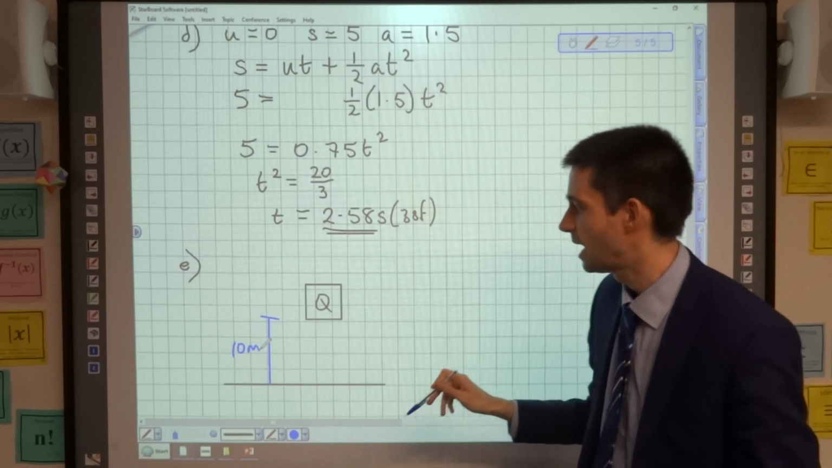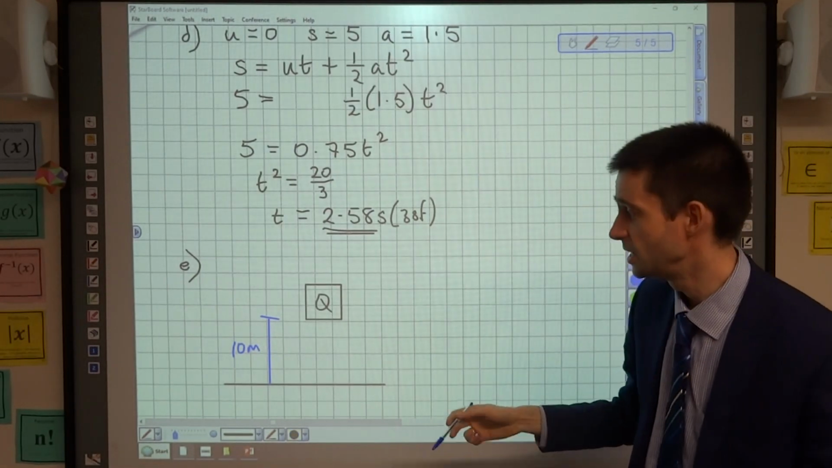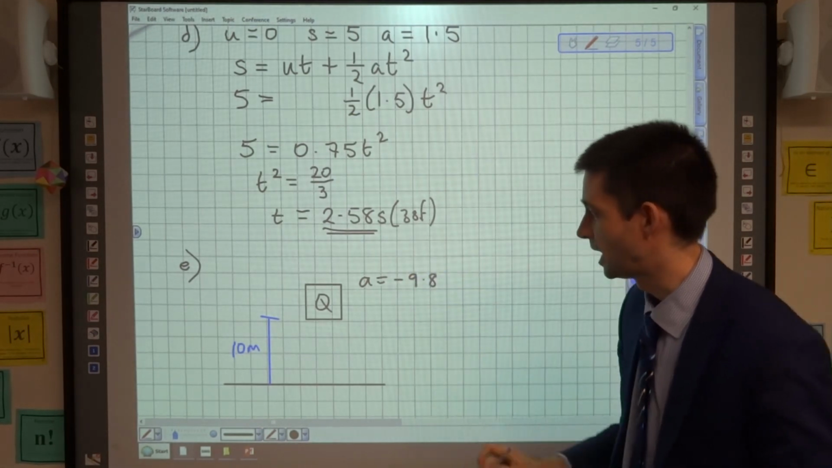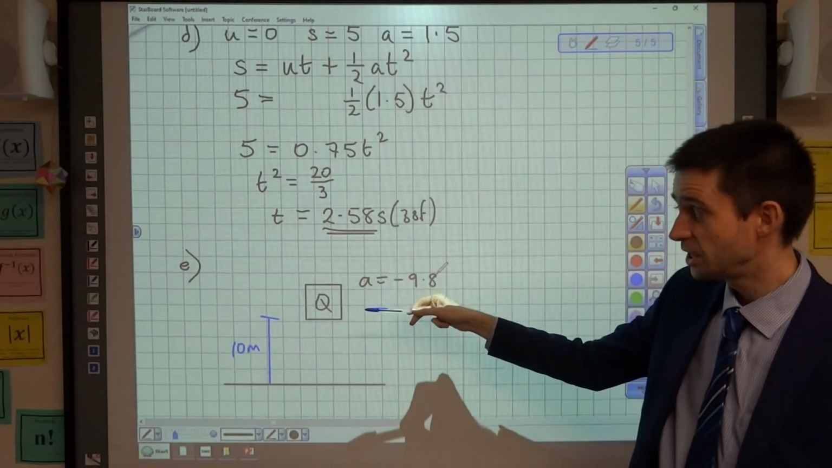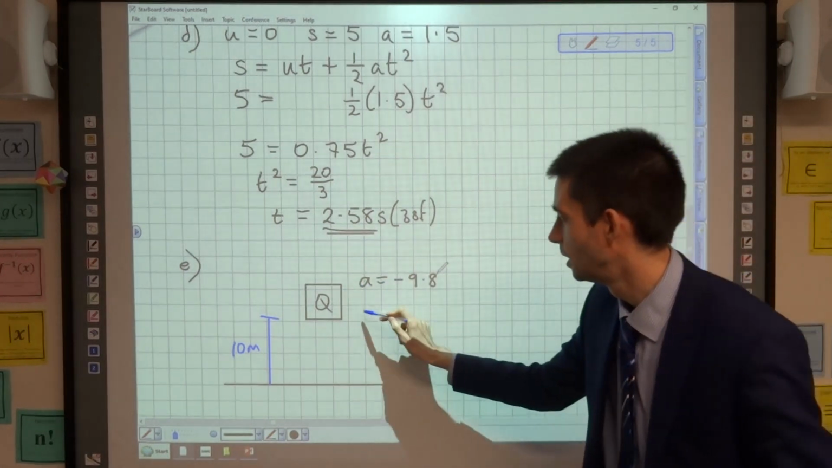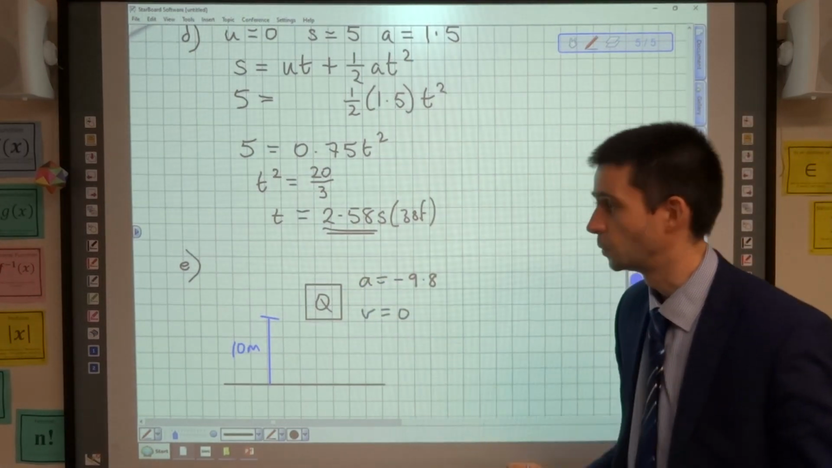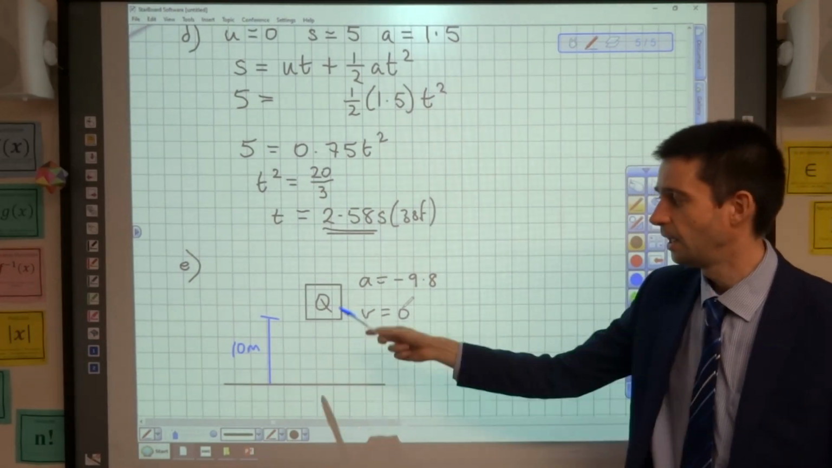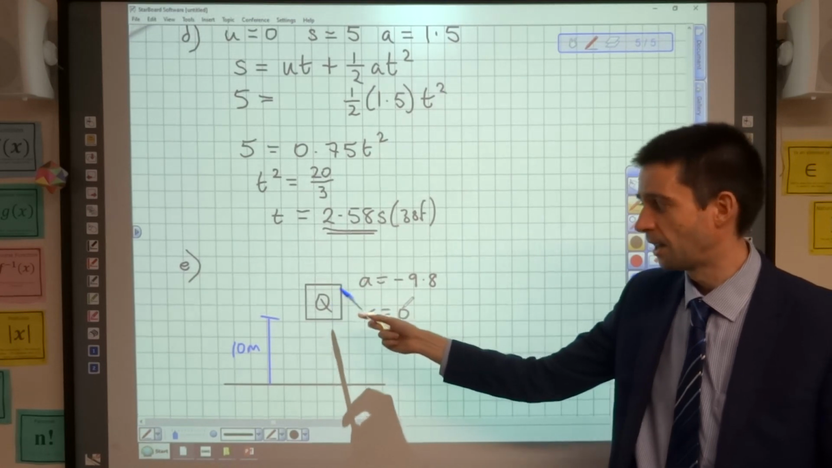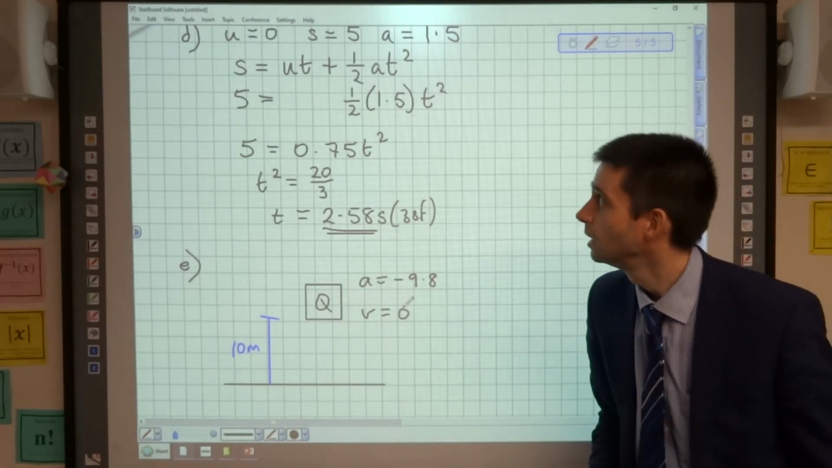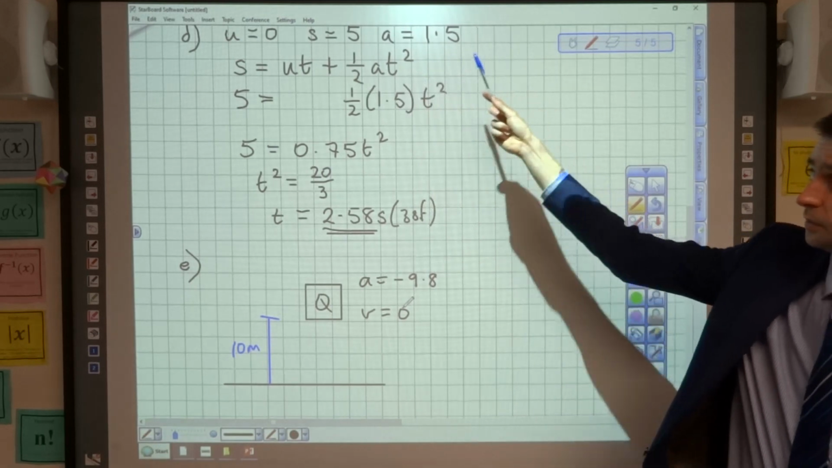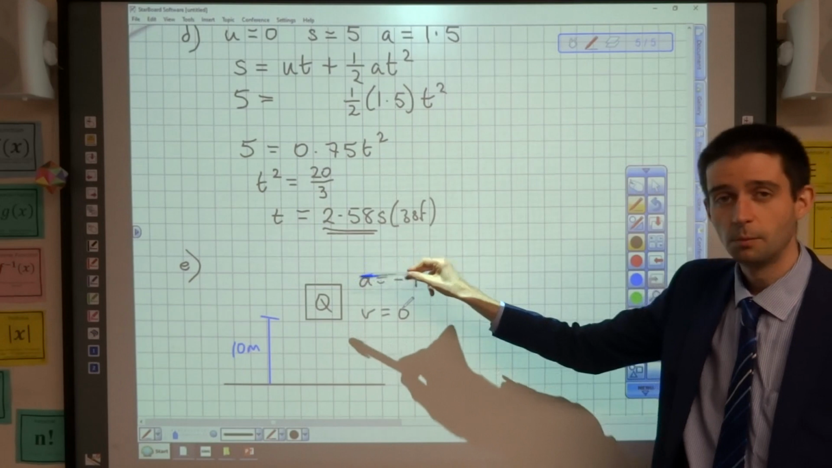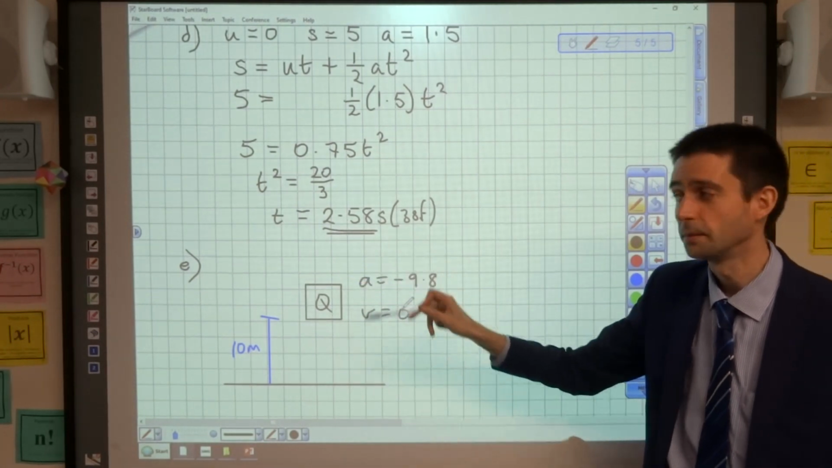So what's going to happen now is that Q is going to move freely under gravity, and it's going to have an acceleration of negative 9.8. And it's going to reach its greatest height above the ground when its velocity v equals 0. But what we need to know to be able to deal with this is the speed that it was travelling at the point when P hit the ground. So we need to go back to this information that we've got here, and we need to work out the velocity of P when it hit the ground, because that will be the velocity of Q at that same point.